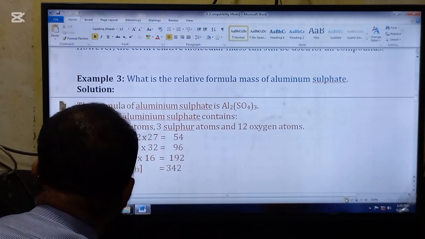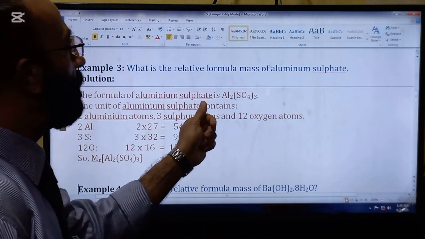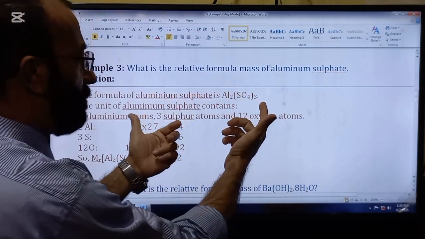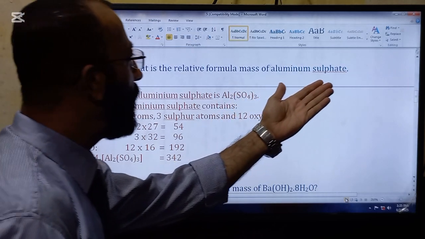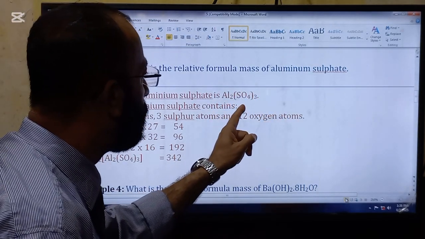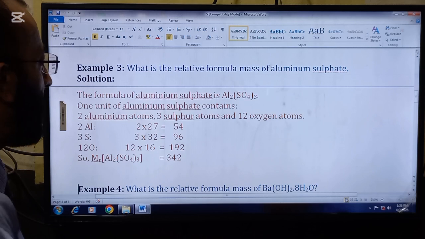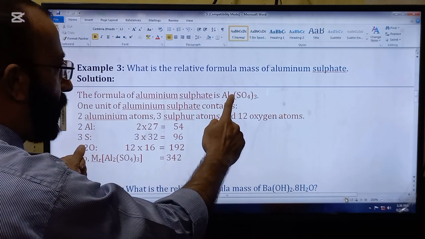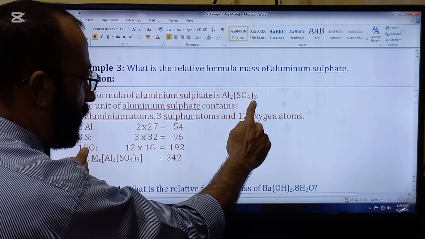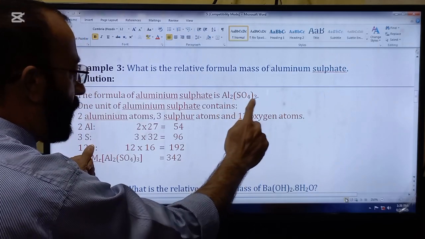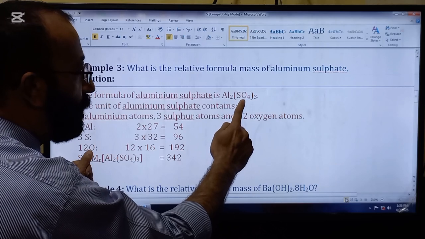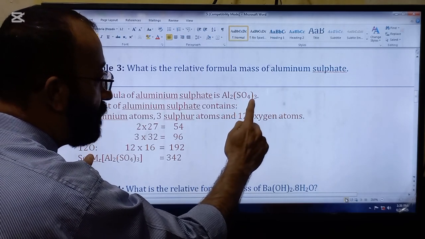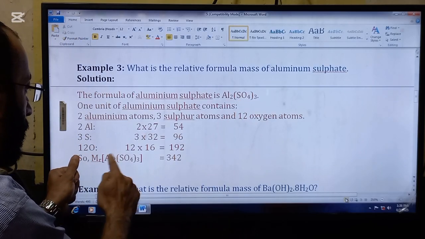So look now, another question. What is the relative formula mass of aluminium sulfate? Formula mass, same thing. The formula for aluminium sulfate is Al2(SO4)3. From here you can see aluminium atoms are 2. There are 3 sulfur atoms because here is the number 3, and there is 4 at the bottom of the O already, then 4 threes are 12. So 12 O's are there.